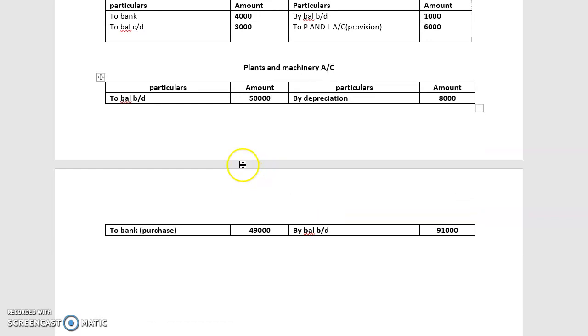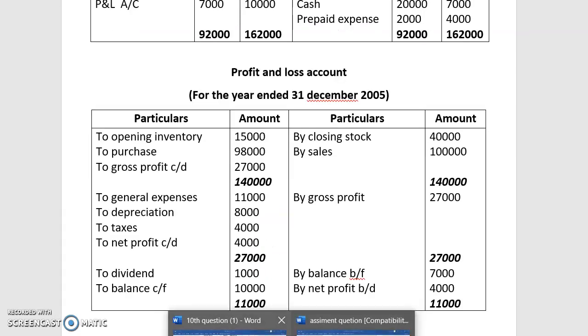The same way, the plant and machinery account. To balance brought down, opening, by balance carried down, closing, and depreciation, which is given in the problem. You can see by depreciation 8,000. Take this total, 91 plus 8, you will get 99,000. Put this on the other side, and you will get the difference of 49,000 rupees.